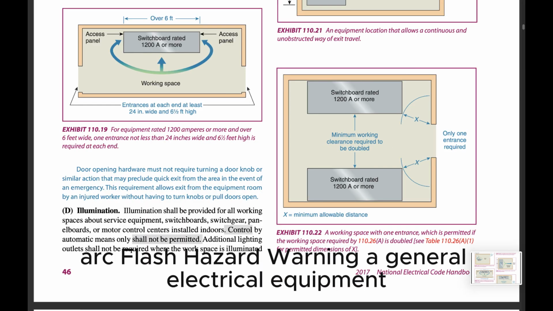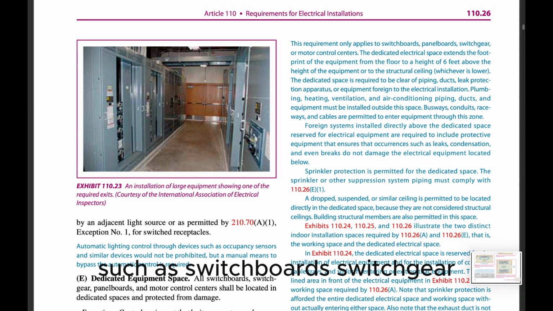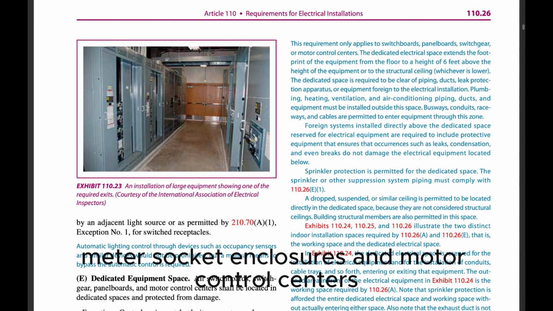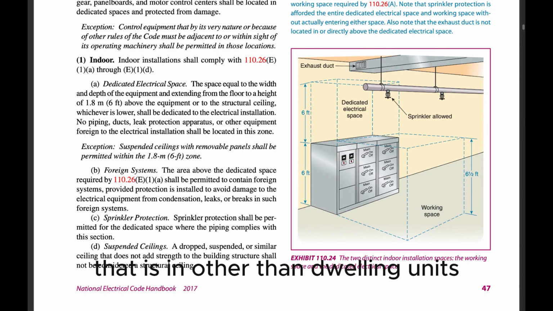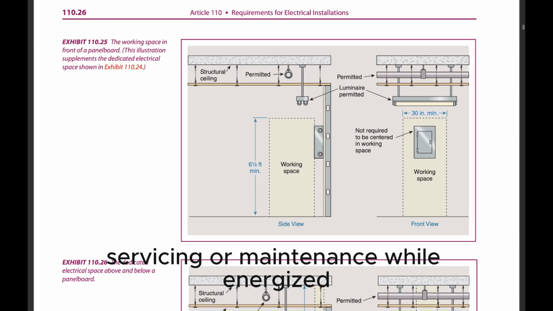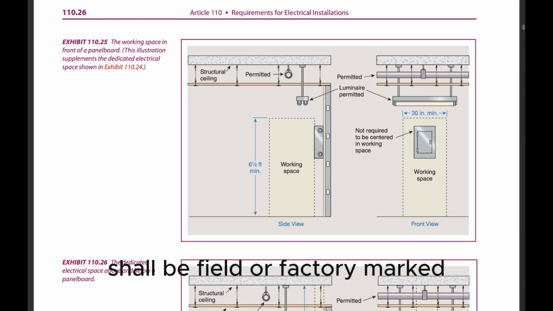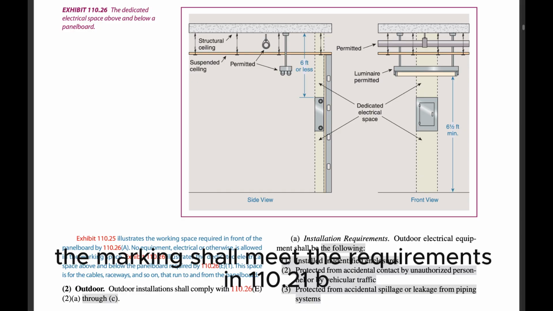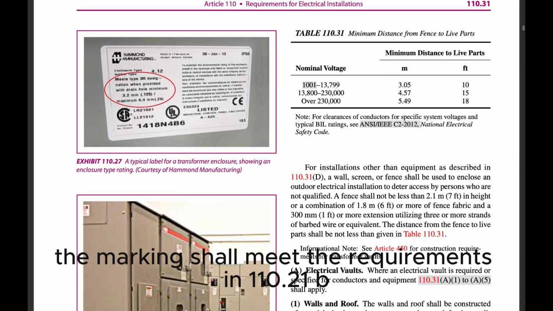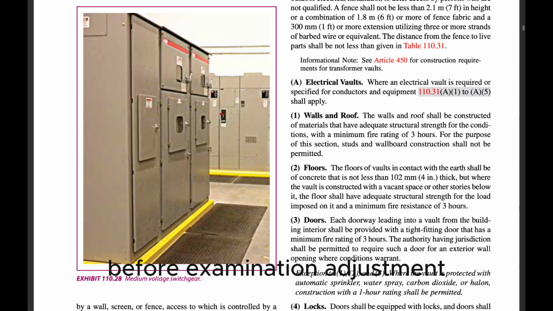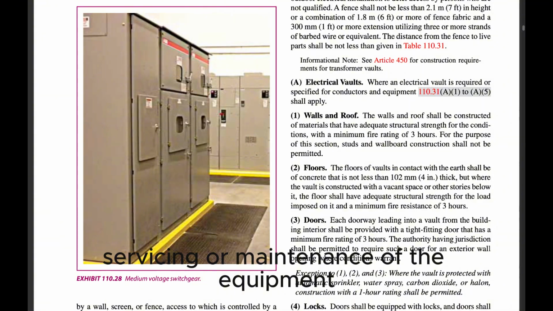110.16 Arc-Flash Hazard Warning. (A) General. Electrical equipment, such as switchboards, switchgear, panelboards, industrial control panels, meter socket enclosures, and motor control centers, that is in other than dwelling units, and is likely to require examination, adjustment, servicing, or maintenance while energized, shall be field or factory marked to warn qualified persons of potential electric arc-flash hazards. The marking shall meet the requirements in 110.21(B) and shall be located so as to be clearly visible to qualified persons before examination, adjustment, servicing, or maintenance of the equipment.